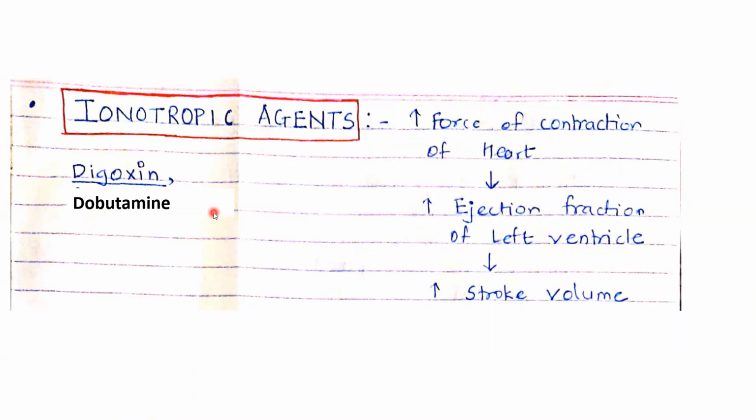Hello students, we are going to learn the next class to treat congestive heart failure. The next class is of inotropic agents, which consist of digoxin and dobutamine. These are two main drugs of this class. And how these inotropic agents act, they are going to increase the force of contraction of the heart.